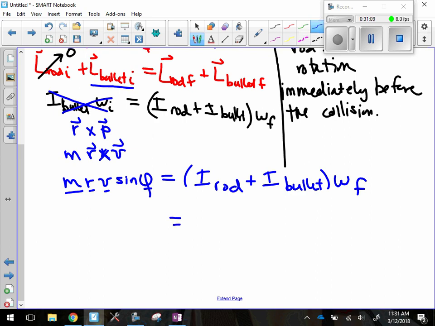Okay, so I need my I for my rod, though. Thin rod. Yep. Plus little m r squared, because we said that's what the rotational inertia for the bullet will be.